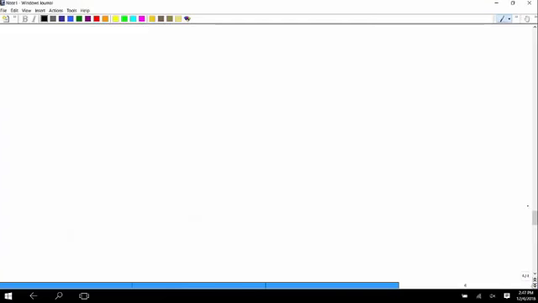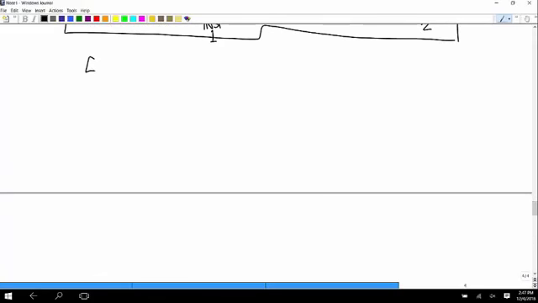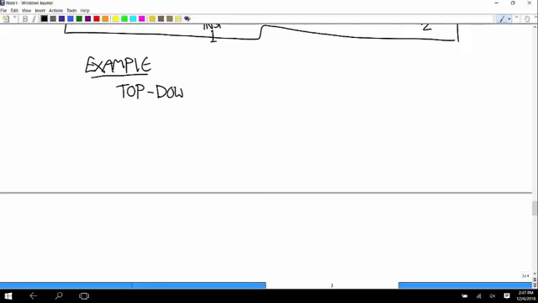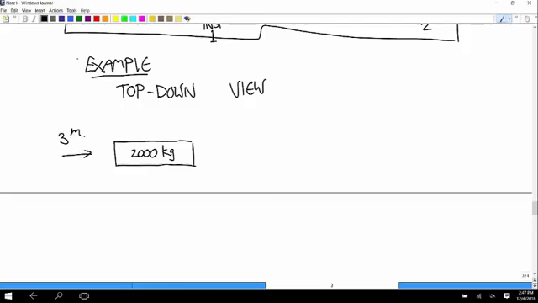Okay, so let me do an example. Let's take a top-down view of this problem. And let's say you have a train car with a mass of 2,000 kilograms that's moving at 3 meters per second. And it collides with a train car that has a mass of 4,000 kilograms that's at rest.